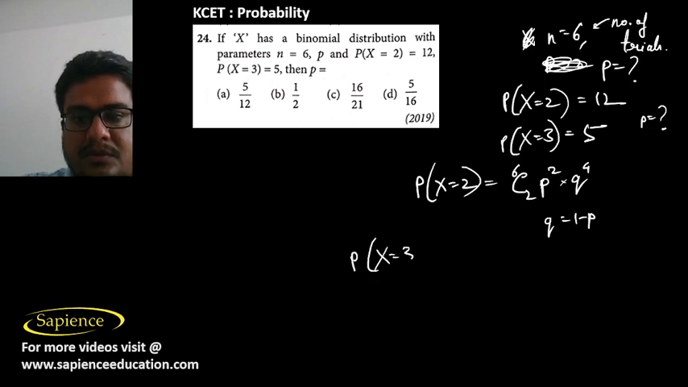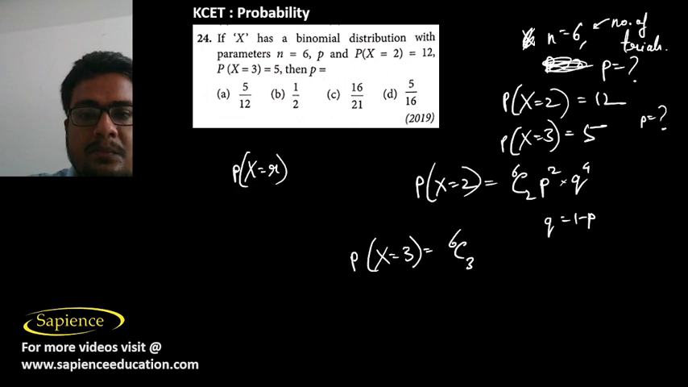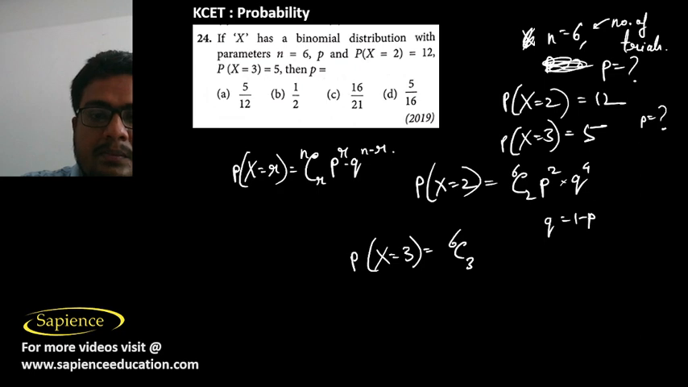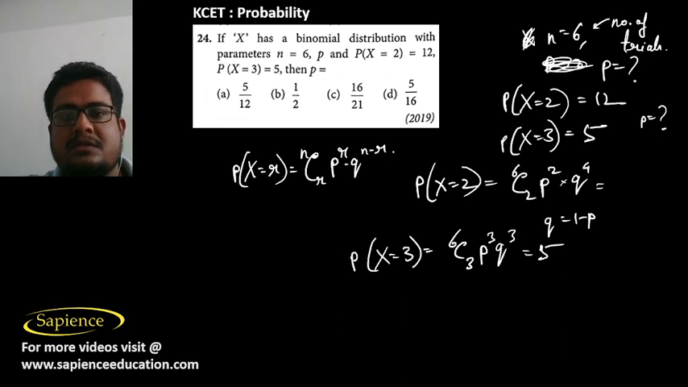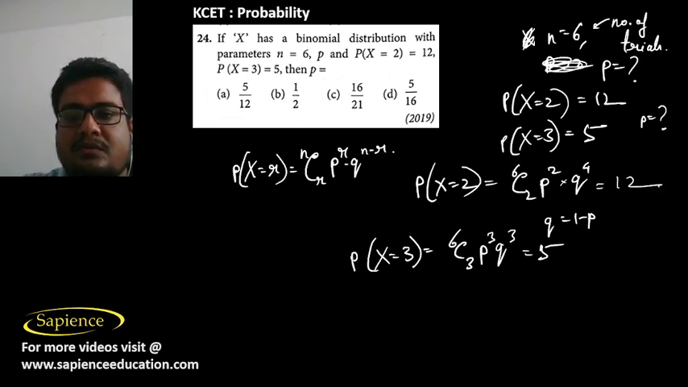And P of X equal to 3 is equal to 6C3. Since we know that P of X equal to R means the probability of getting R successes out of N Bernoulli trials, that is given as NCR into P power R into Q power N minus R, where Q is the probability of failure and P is the probability of success. P of X equal to 3 is 6C3 into P power 3 into Q power 3. That is given as 5, and the other value is given as 12. Then we have to find the value of P.